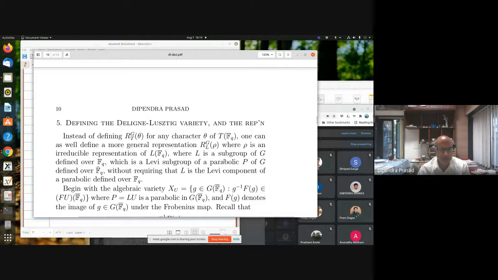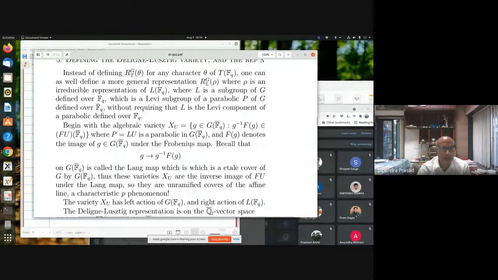Okay, so the definition: begin with the algebraic variety, which is denoted by X_U. The parabolic P is LU, and you define the algebraic variety X_U as those elements g in G such that g inverse F(g) belongs to F(U)(F_q bar). In some sense I was a bit confused why this F(U) is there, but I think that is there in the original paper. In some other places, I have seen only U, but maybe it doesn't make much difference.